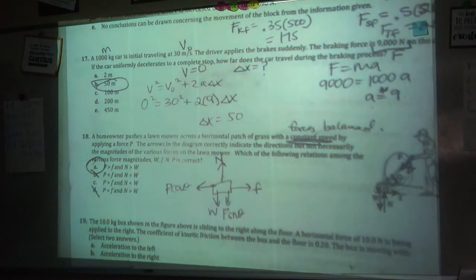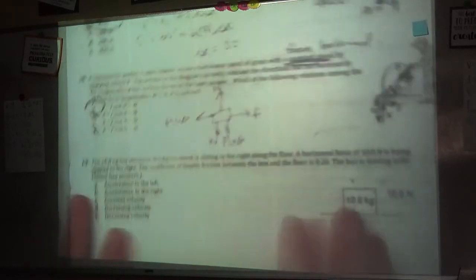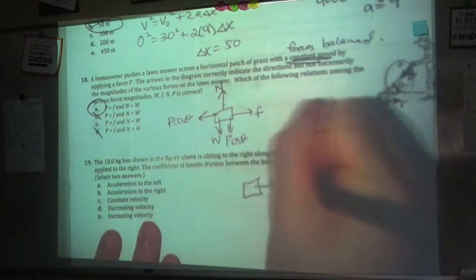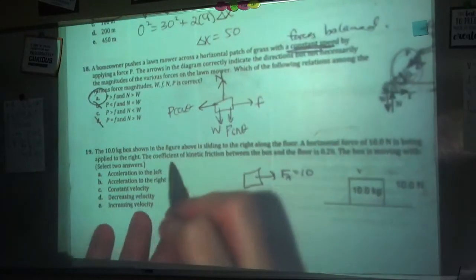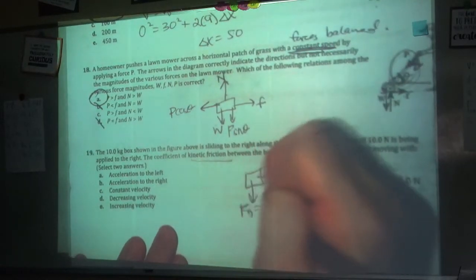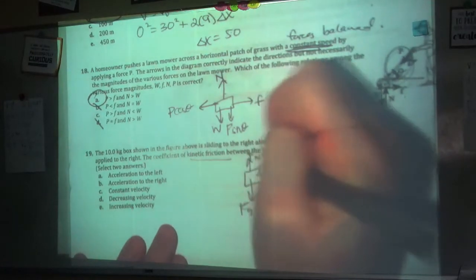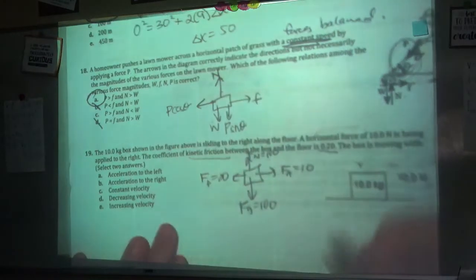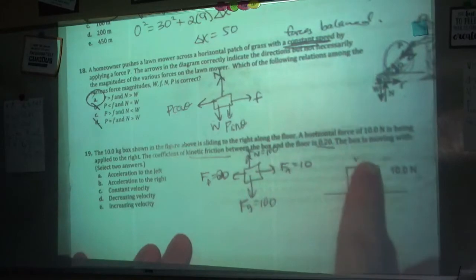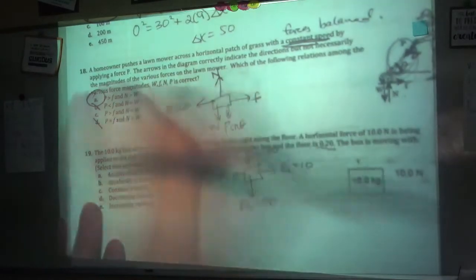A 10 kilogram box shown is sliding to the right. A horizontal force of 10 newtons is being applied to the right. So it's moving to the right, and there's also an applied force of 10 newtons. The coefficient of kinetic friction is 0.2, so my force of gravity is 100, that means my normal force is 100, and then mu Fn would give me a friction force of 20. So that means I have a greater friction force than is being pushed, which means there's going to be an acceleration to the left.